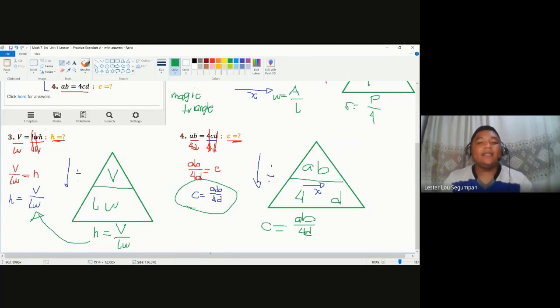But again, this magic triangle is only applicable for literal equations involving the operation of multiplication or division on either of the sides. If one side, let's say number 4, is a plus b, there might be some instances that it's possible, but in most instances, the magic triangle will no longer be possible. So please be guided by that.